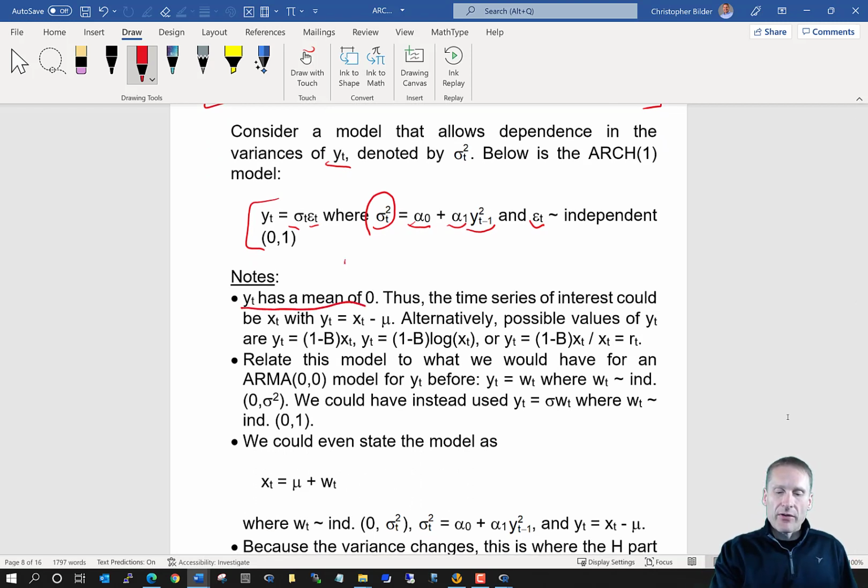Now notice, if I were to find the expected value of y_t, I would get 0 from this because the random variable epsilon_t has a mean of 0.